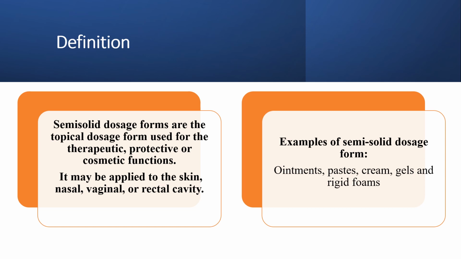What are the examples of semi-solid dosage forms? The examples of semi-solid dosage forms include ointments, paste, creams, gels, and rigid foams. All these come under semi-solid dosage forms. So try to remember the examples of semi-solid.